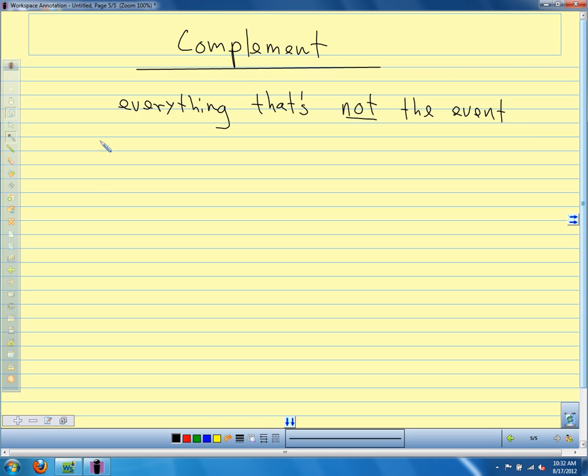Complements are kind of nice to work with. The probability of the event plus the probability of the complement, and I'm going to put in parentheses down here, not the event. What is that going to have to equal? Sample space, or all the possibilities. So the probability would be 100%. The event and everything that's not the event is everything that's possible that can happen. So the probability of the event plus the probability of the complement has to equal 1.